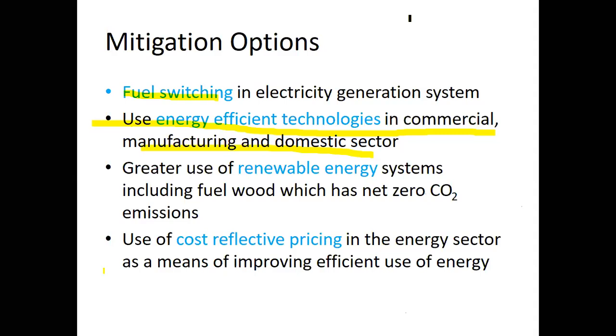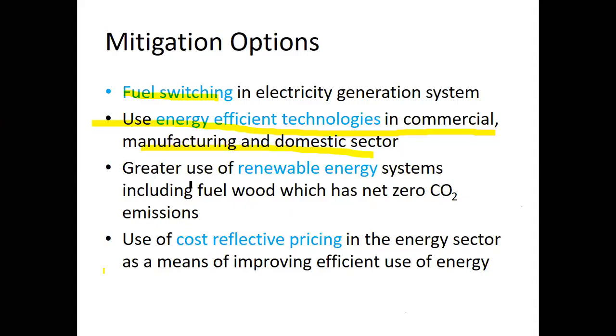But if you are using a gas cooker, LP gas, then it is a problem. Then greater use of renewable energy systems, including fuel wood, which has net zero carbon dioxide emissions.